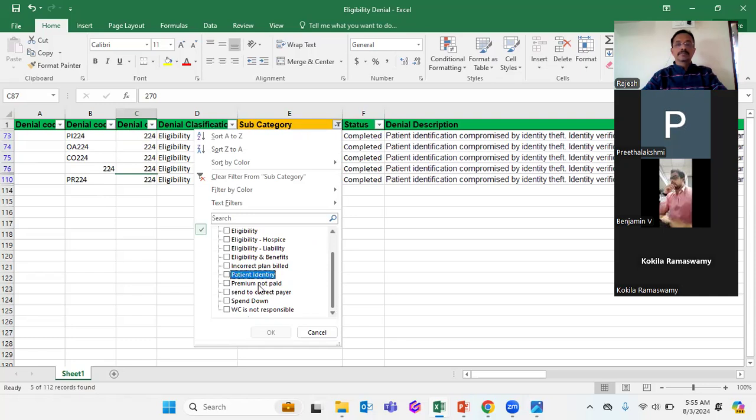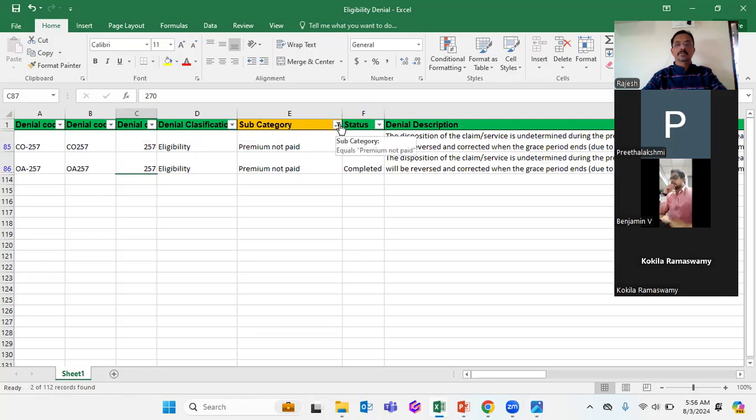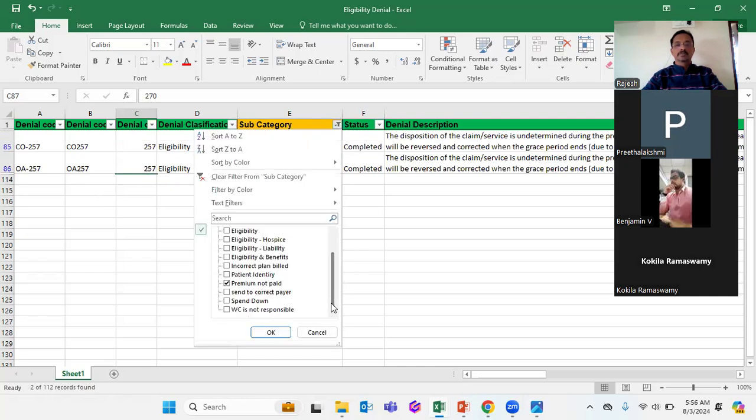And here is premium not paid. The patient didn't pay the premium, so they're not active there. This scenario is very peculiar. If the patient pays the premium, then it will become active, even backdated, it will get active. That is one. And this is send to the correct insurance.